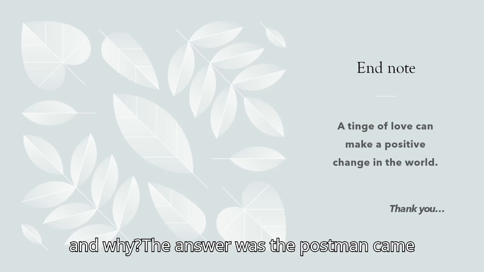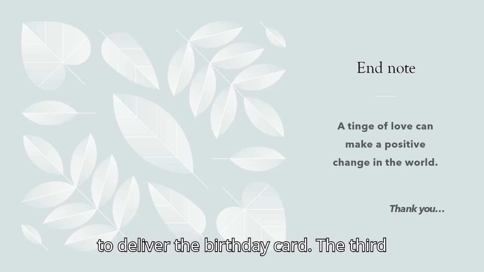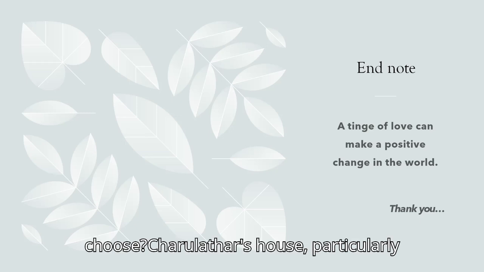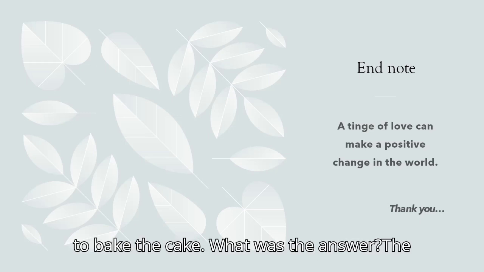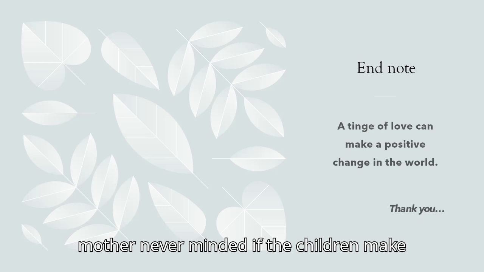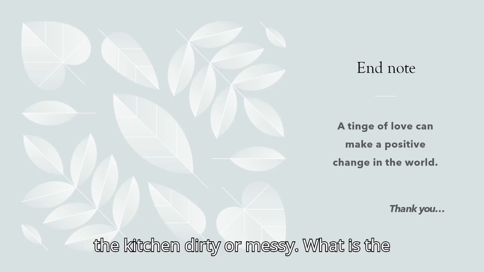The answer was the postman came to deliver the birthday card. The third thing we talked about was, why did the children choose Charulata's house particularly to bake the cake? What was the answer? The answer was the children chose Charulata's house because her mother never minded if the children made the kitchen dirty or messy.